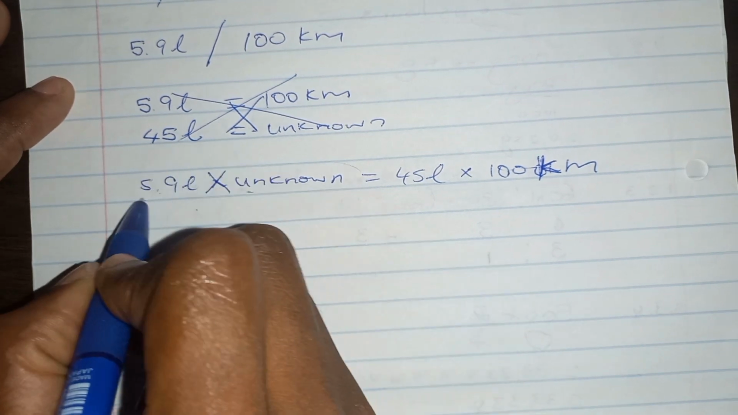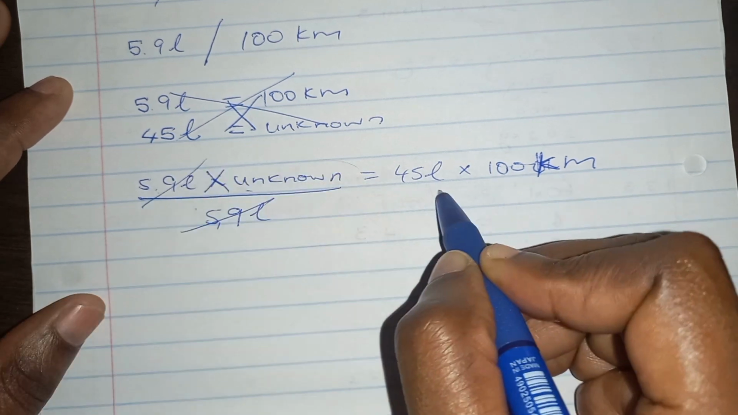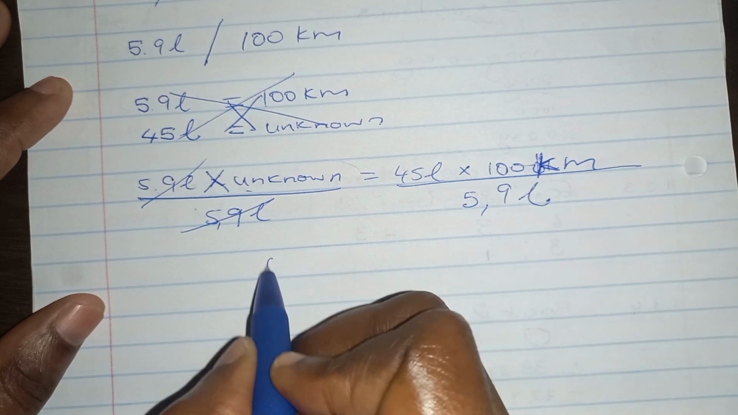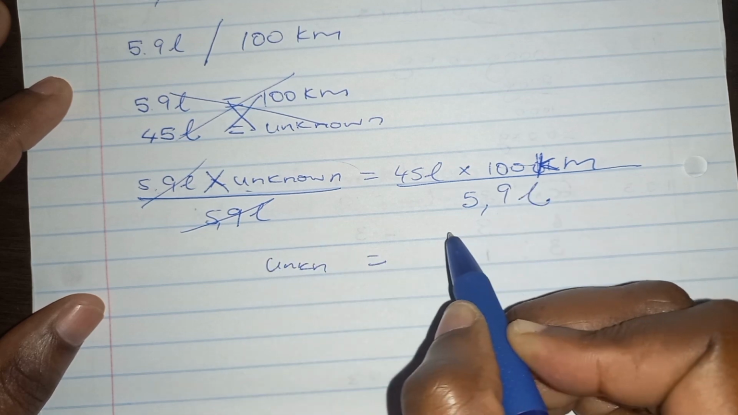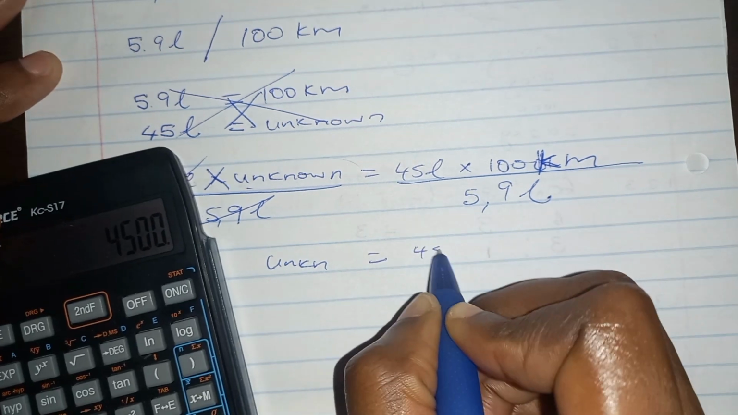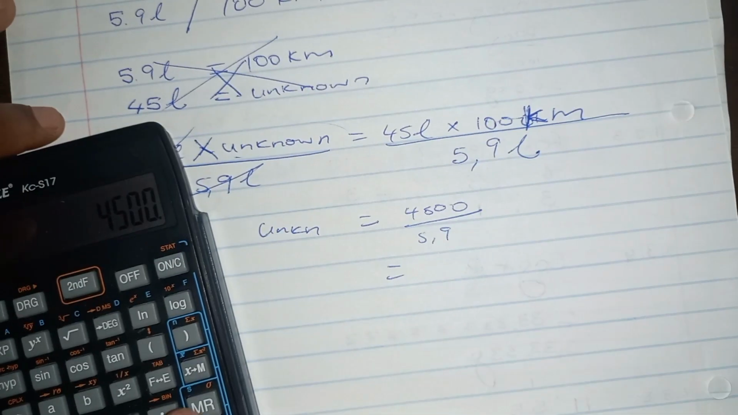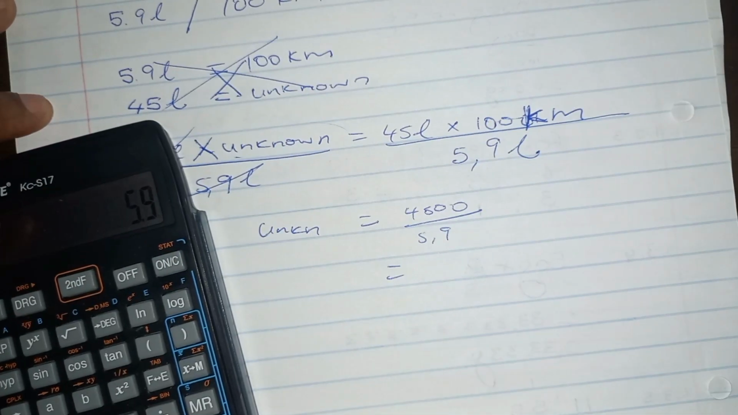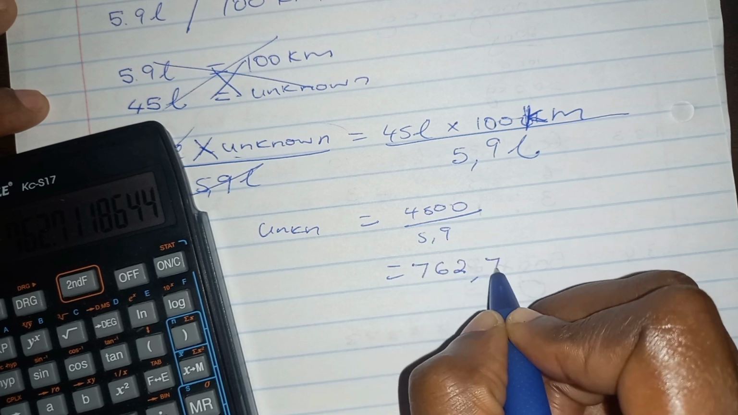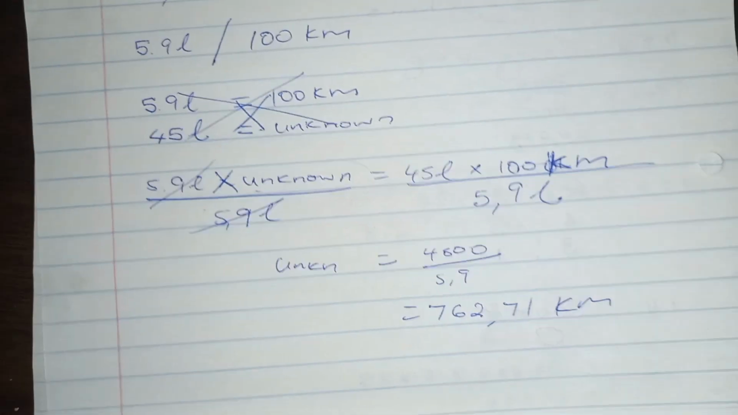And then I find the unknown, which is sitting multiplied by 5.9. The opposite of multiply is divide by 5.9 liters. Whatever I do this side, I do that side: divide by 5.9 liters. And then unknown is equal to, okay, so 45 times 100 is 4,500 divided by 5.9, and that should give us an answer. Divided by 5.9 will give us 762.71. I'm rounding off to 2 decimal places, kilometers, right?